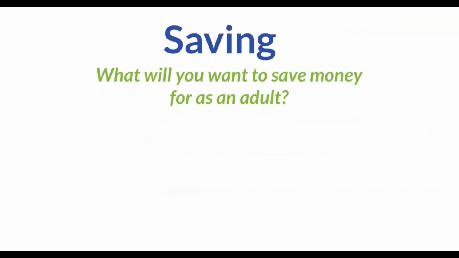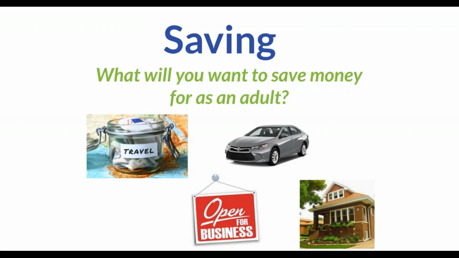And then we transition into a discussion on savings. So here's where we want them to think a little bit more specifically about what they're going to be saving for as an adult. So they'll really get down to, is it a house? Is it vacations? Is it for a car? And then once you get some responses from them, you can pop up the graphics here.